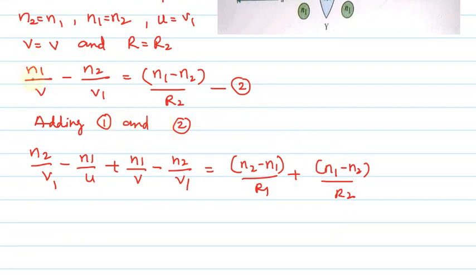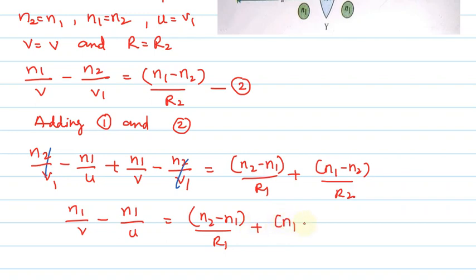So here we can cancel N2 by V plus N2 by V and minus N2 by V. Then the expression becomes, let us take the first positive term, N1 upon V minus N1 upon U is equal to N2 minus N1 upon R1 plus N1 minus N2 upon R2. If you observe the second term, it is N1 minus N2, and the first term is N2 minus N1.